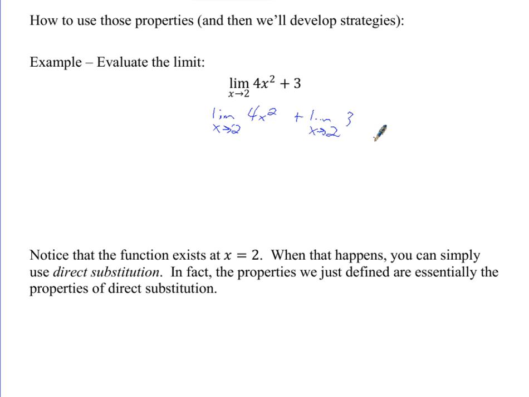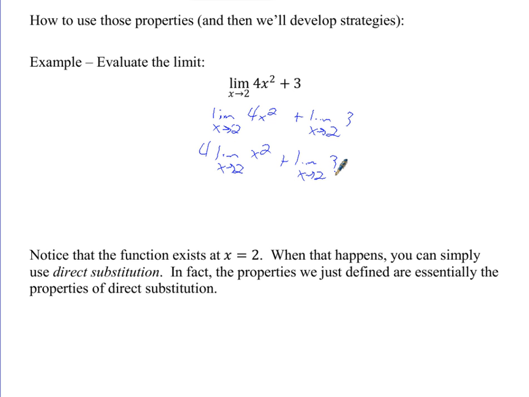I can go even further with that, and I can say, okay, I have a constant out here, so I can pull that out front and write 4 times the limit as x approaches 2 of x squared plus the limit as x approaches 2 of 3. Then I can go even further and say that I have x squared sitting here, so if I knew the limit as x approaches 2 of x, then I could raise it to that power, and then I could multiply it by 4, and then I could add whatever this is.